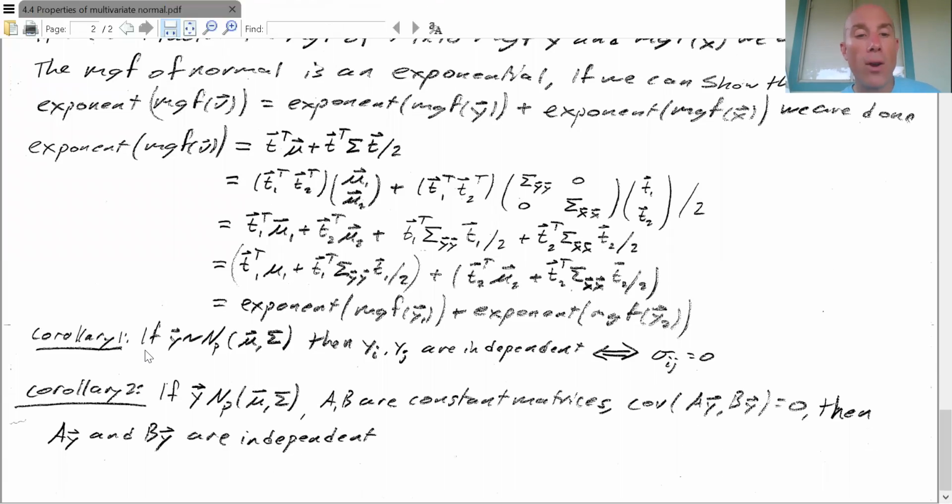A corollary of this is that if I have multivariate normal, then 2 variables are independent if and only if the covariance is equal to 0. So why is this important? Well, normally covariance equal to 0 is not enough to say independence. But if I have covariance equal to 0 and I have multivariate normal, boom, we got it. It is independent.